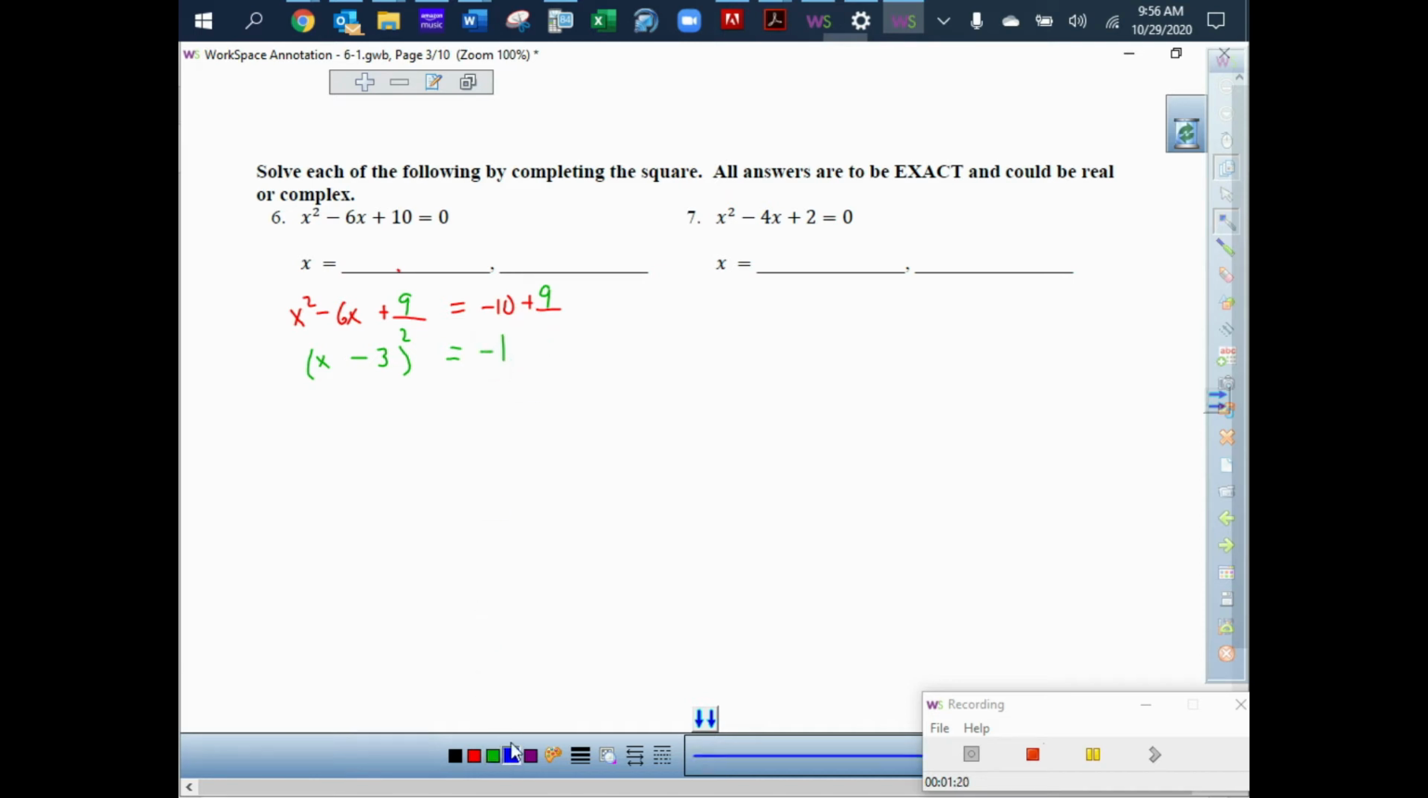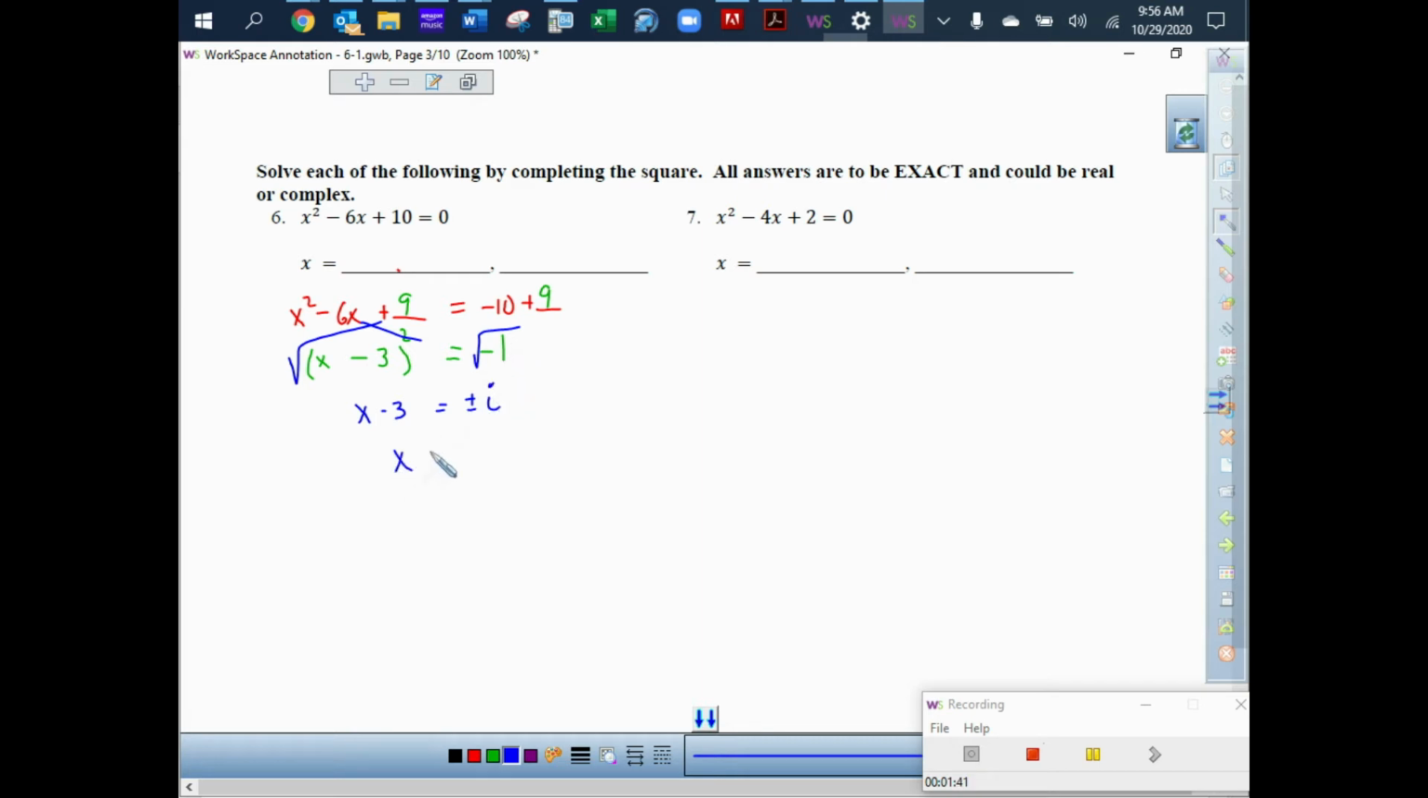And now that we got a quantity squared all by itself, you can get rid of that quantity squared by square rooting both sides. So those cancel each other out, and you're left with x minus 3 equals, you're going to always have a plus or minus in this case, and since we've got a negative underneath the radical, we'll get an imaginary number. The square root of negative 1 is i in that case.